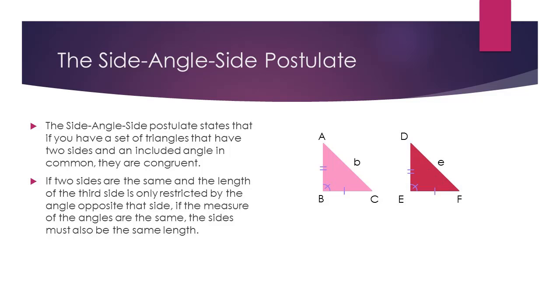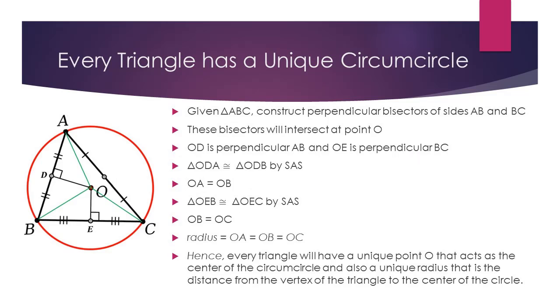Now that we have covered the definition of a perpendicular bisector and the side-angle-side postulate, we could move on to the proof that every triangle has a unique circumcircle. To do this, we will first create a triangle ABC. Within this triangle, we will construct perpendicular bisectors of sides AB and BC. These bisectors will intersect, and we can call that point O.